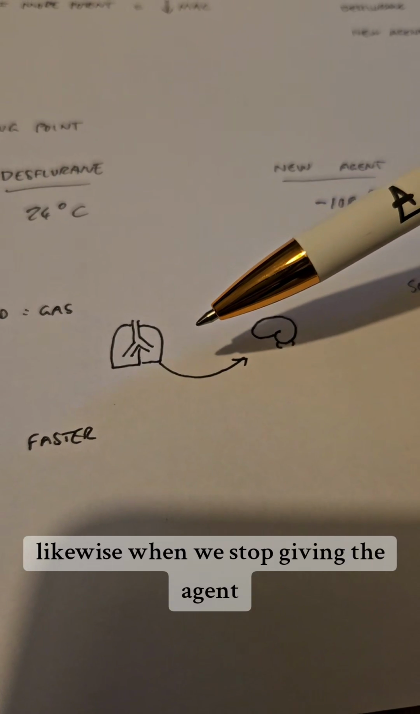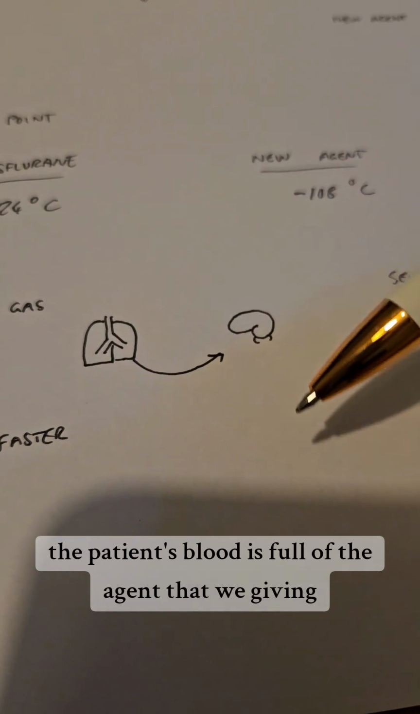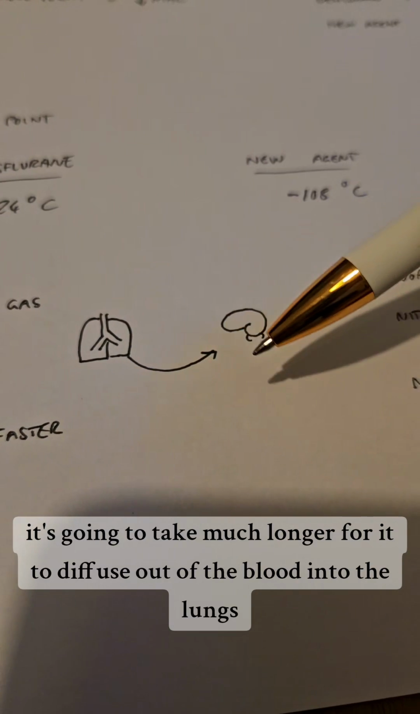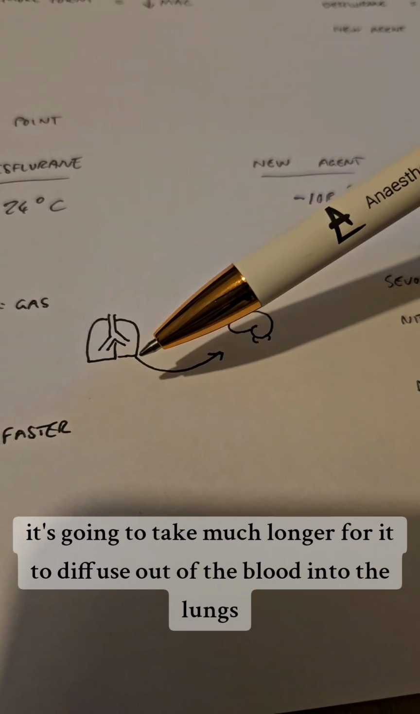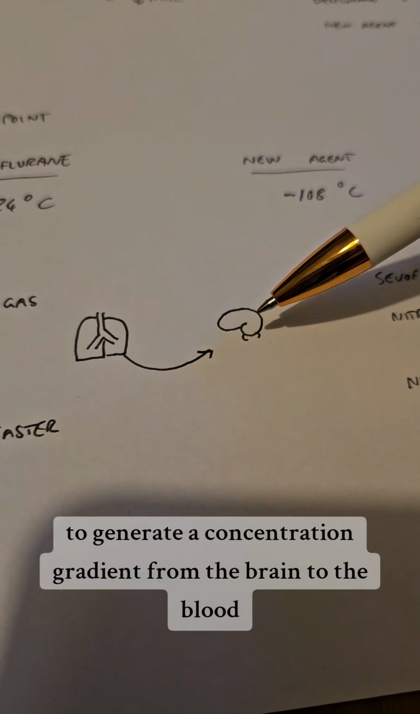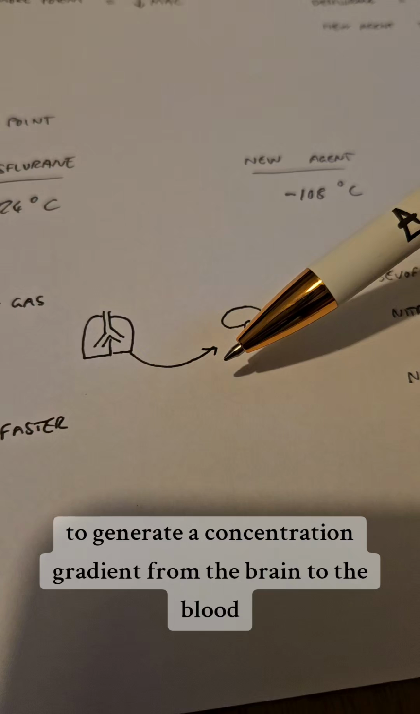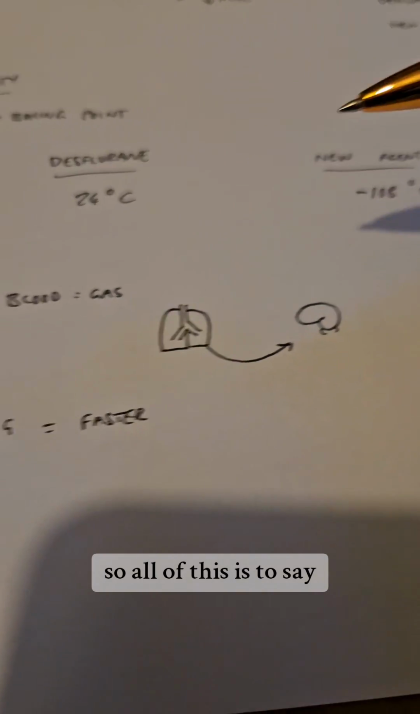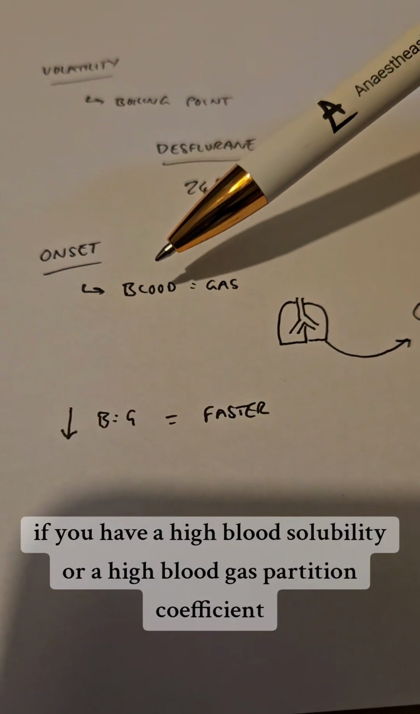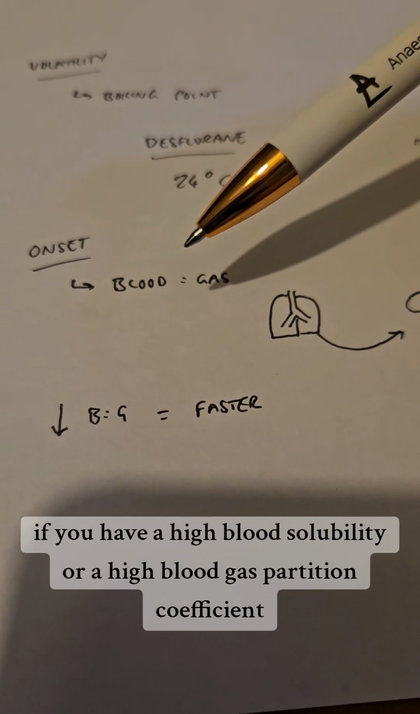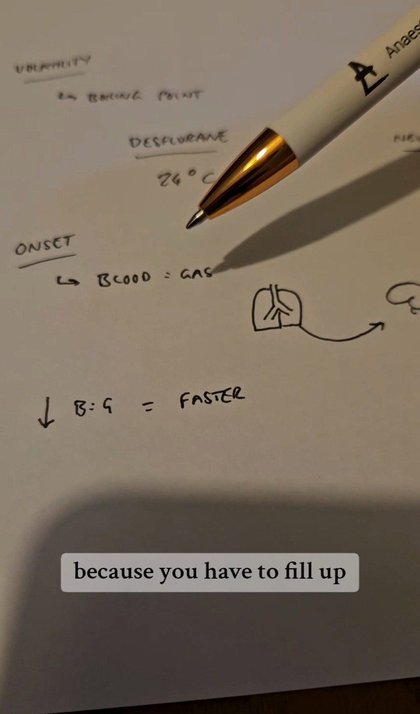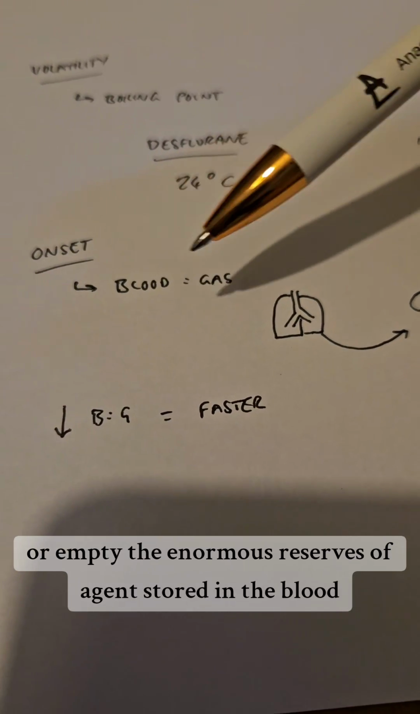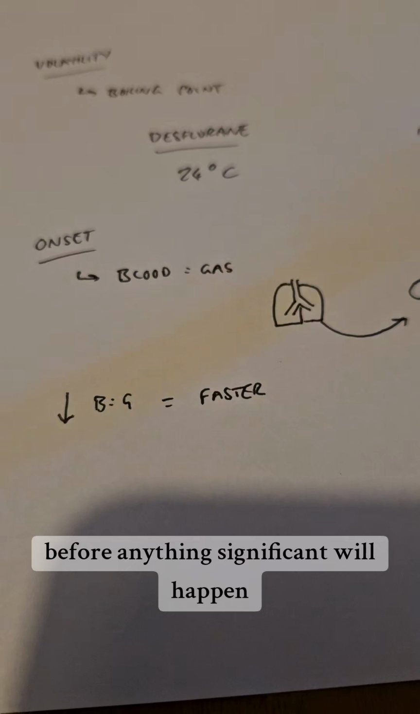Likewise, when we stop giving the agent, the patient's blood is full of the agent that we're giving, and the brain is full of it too. It's going to take much longer for it to diffuse out of the blood into the lungs to generate a concentration gradient from the brain to the blood for it to start then diffusing back out of the brain. So all of this is to say, if you have a high blood solubility or a high blood gas partition coefficient, everything happens more slowly because you have to fill up or empty the enormous reserves of agent stored in the blood before anything significant will happen.